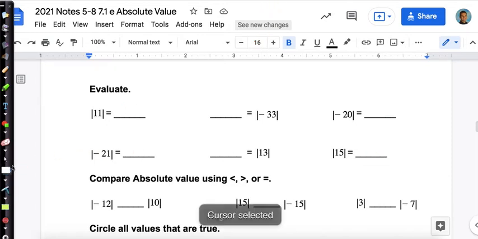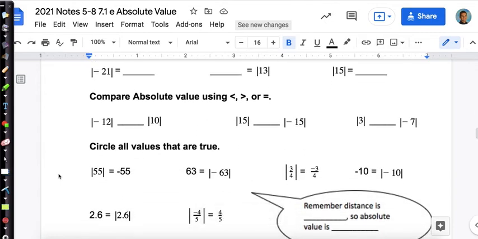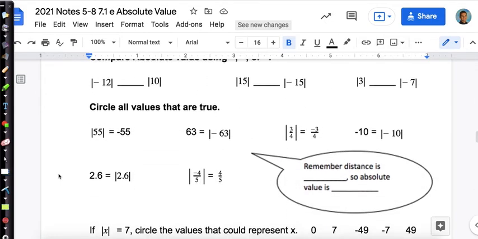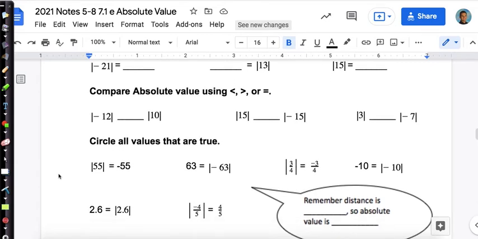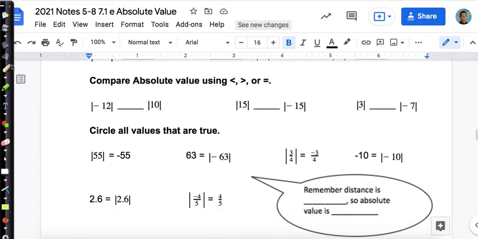So let's look at a couple more problems. We have a comparing section here that says use less than, greater than, or equal to. Okay, so what we have to do here is find the absolute value first before we can compare these. So the absolute value of negative 12 is 12 because it's 12 spaces away from 0. And the absolute value of 10 is 10 because it's 10 spaces away from 0. Now I have to compare 12 to 10, and I know 12 is greater than 10, so put a greater than symbol. The absolute value of 15 is 15.